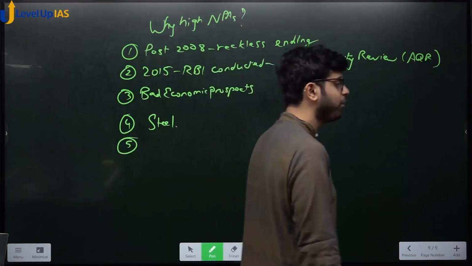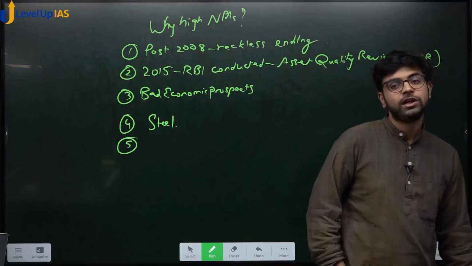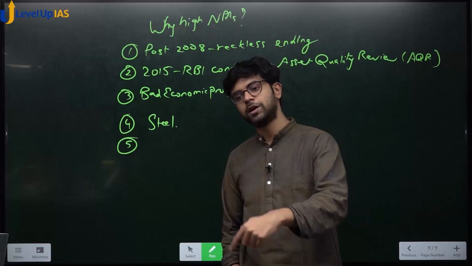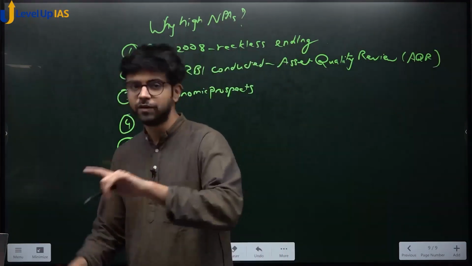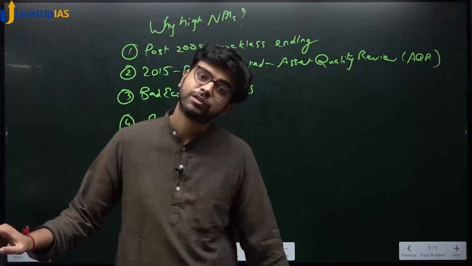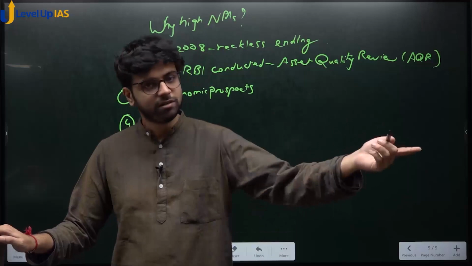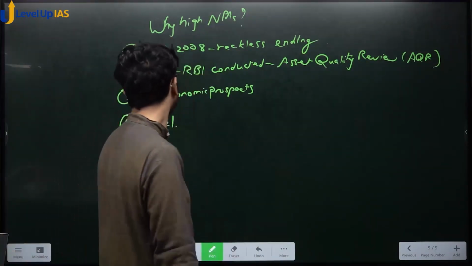Remember I spoke to you about inverted duty structure. What was inverted duty structure? Import duty on raw material being more, which causes your product to become costlier compared to an imported finished product. Inverted duty structure also caused NPAs because it harmed Indian manufacturers and favored direct finished goods imports. So inverted duty structure.